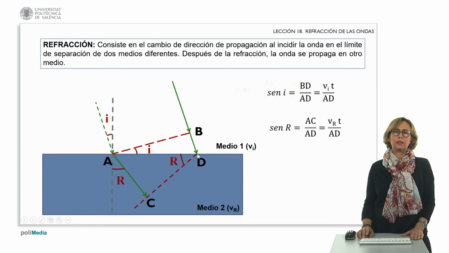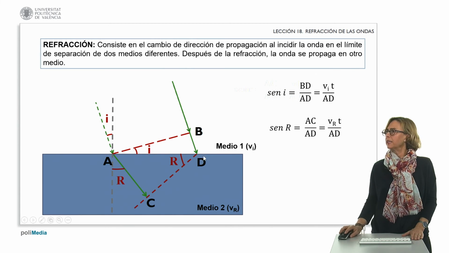Similarly, if we express the sine of the refracted angle, taking into account the triangle ACD, we will have that the sine of r will be equal to AC divided by AD. This distance AC is traveled, as we have already said, in the same time as the distance BD, and therefore AC will be the propagation velocity, which is Vr, times t. That is, AC divided by AD. Note that this distance AD is the same in both expressions.